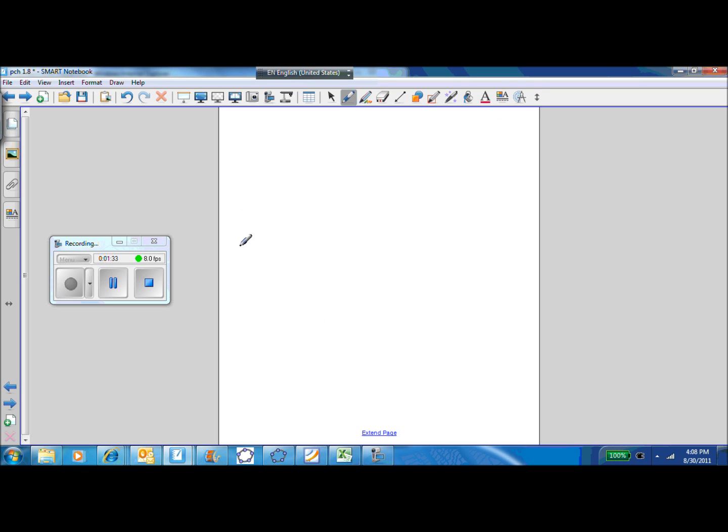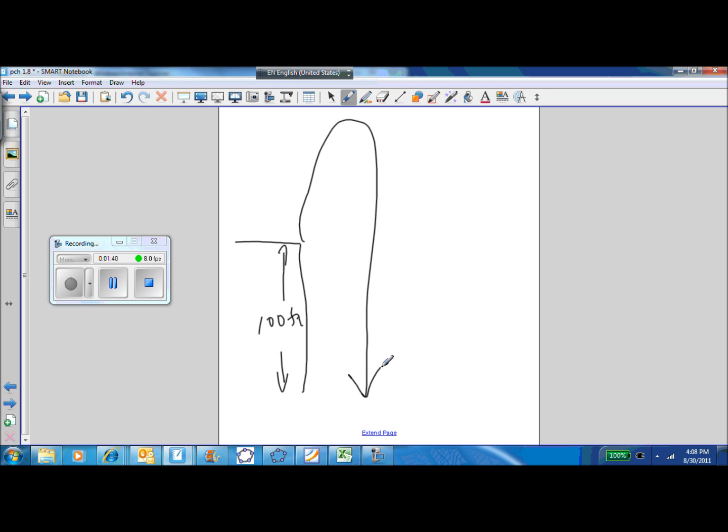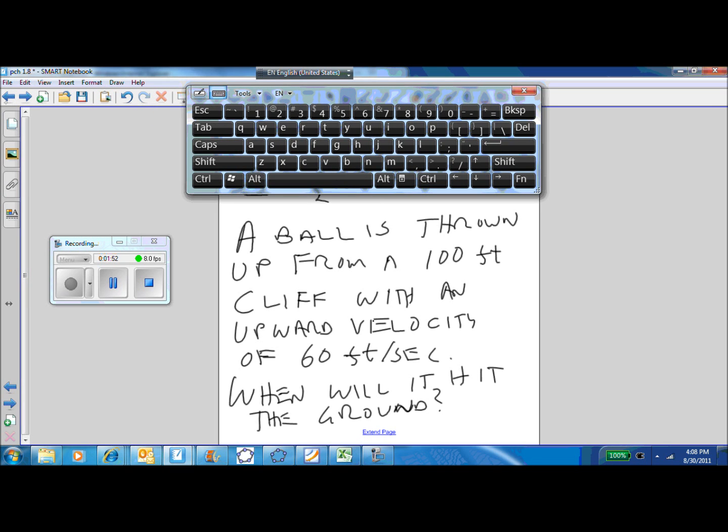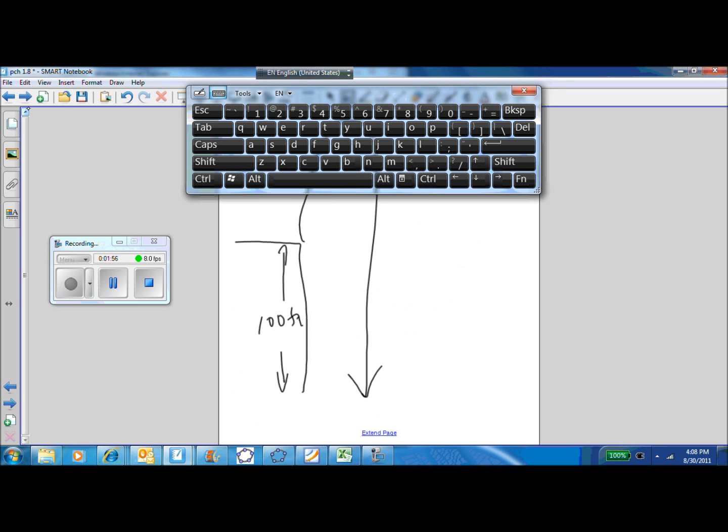Here's the cliff, 100 feet off the ground. And we throw the ball up like this, and it comes back down again. Now I showed a little horizontal displacement, but I just want to make sure you can see the idea here, that it's basically going straight up and straight down. I stretched it out a little bit there. And it's being thrown up at an initial velocity of 60 feet per second. It's 100 feet off the ground. When will it hit the ground? Okay, let's find out.